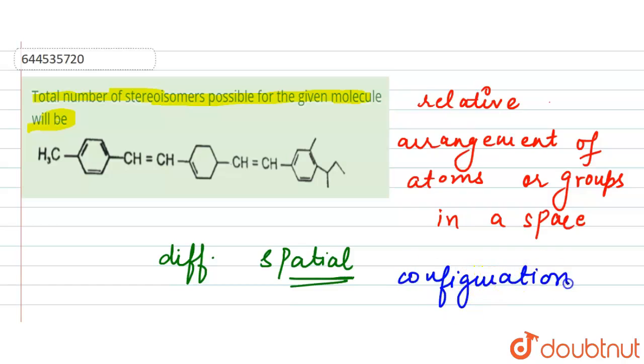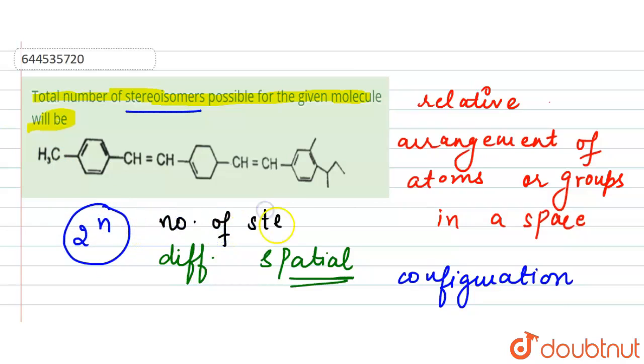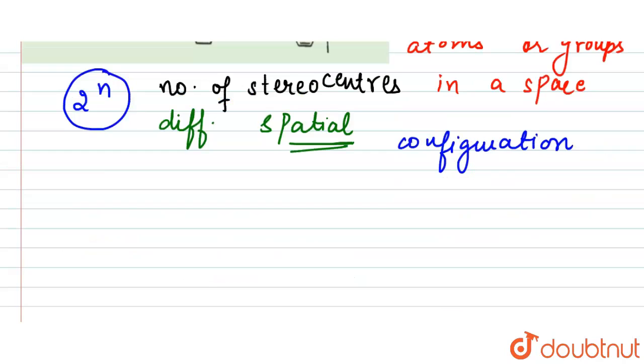Now we need to find out the stereoisomers. Here we are not specified about what type of stereoisomer, so we will use the formula 2 to the power n, where n is the number of stereogenic centers or stereo centers. Now the question arises: what is a stereo center? We know the term chiral center. In a chiral center, we have a tetrahedral carbon attached to four different atoms or groups.